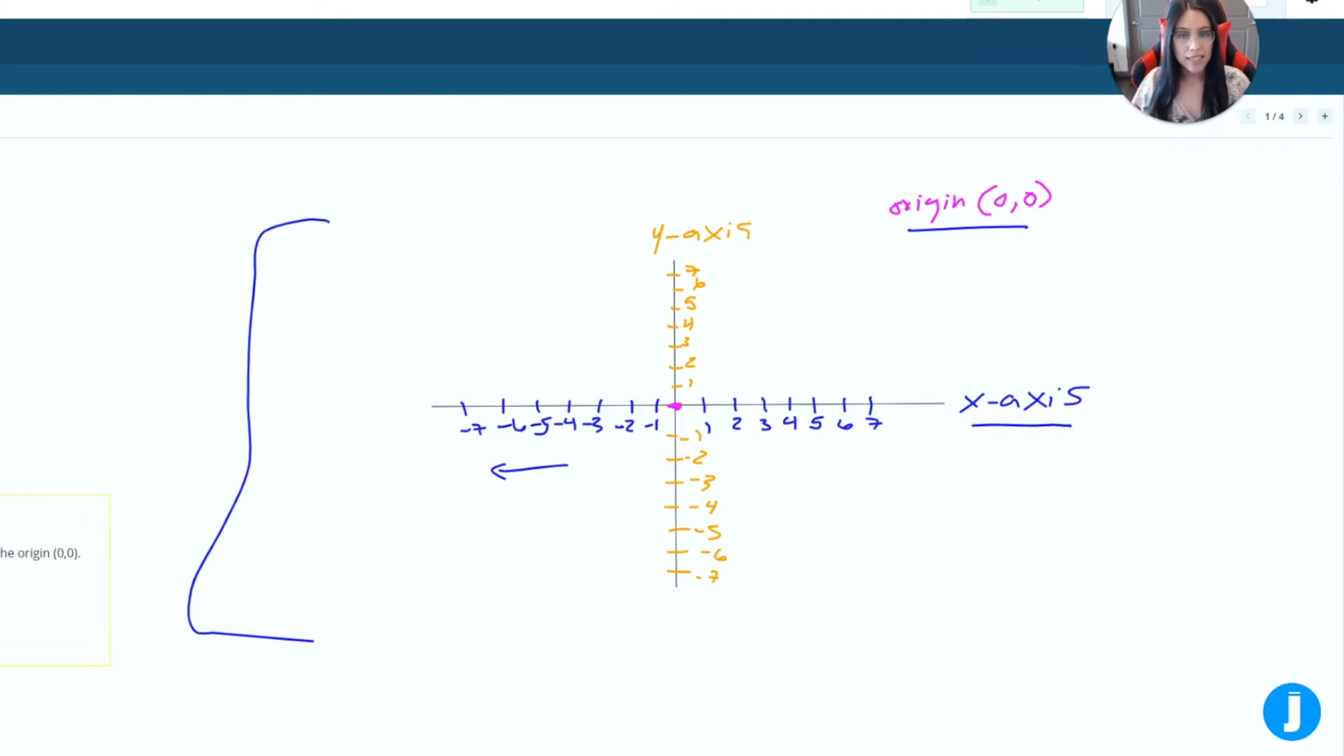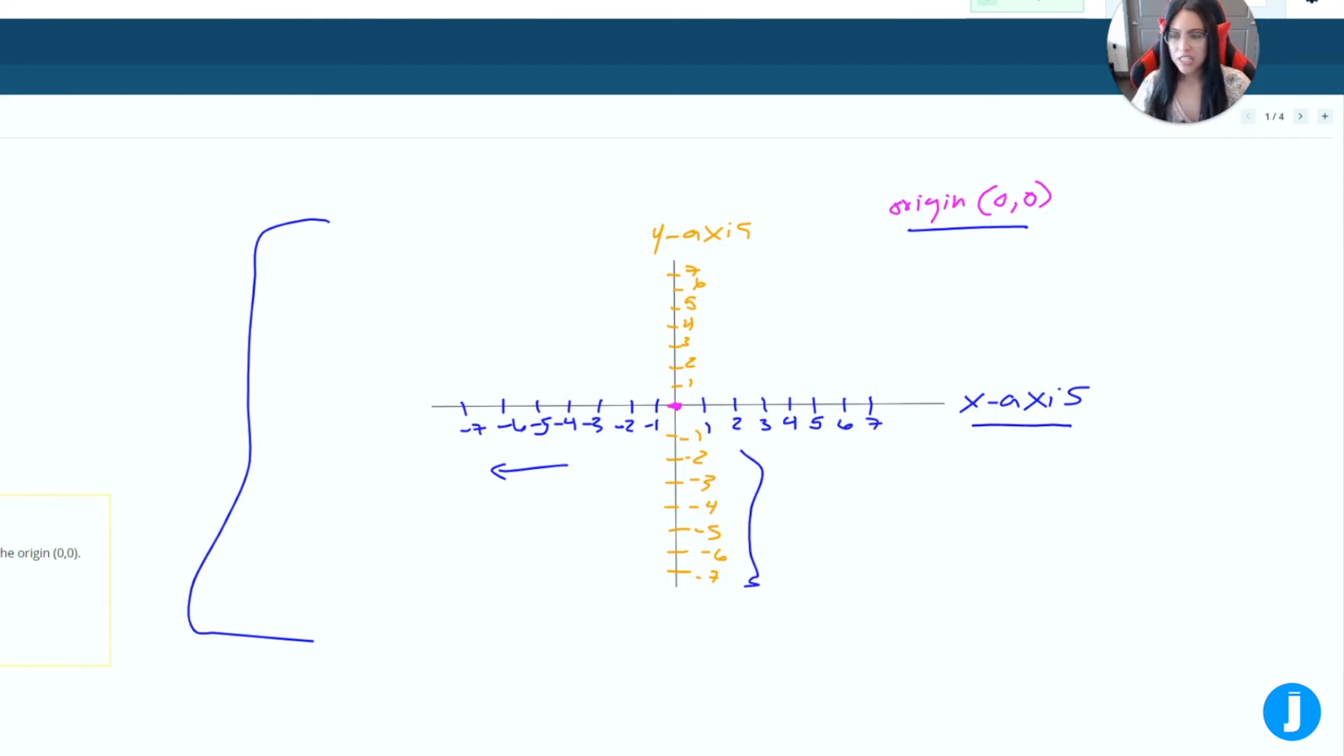And this means that the x-axis sort of has 2 parts. To the right of the origin, we have our positive x values, and to the left of our origin, we have our negative x values. And the same applies for our y-axis, except we're going vertically. So above the origin, we have all of our positive y values, and below our origin, we have all of our negative y values. Awesome.